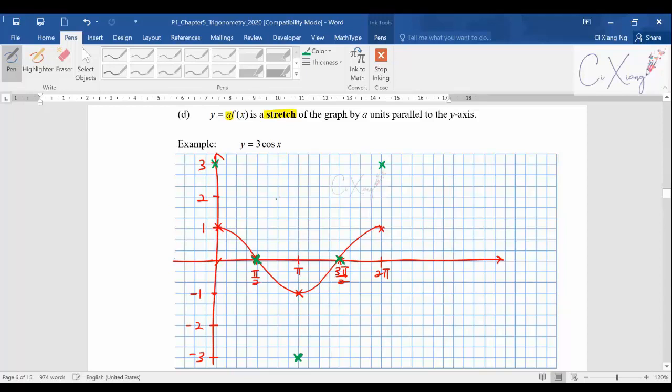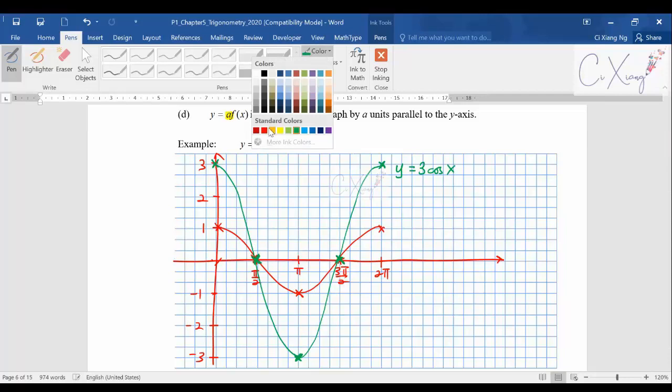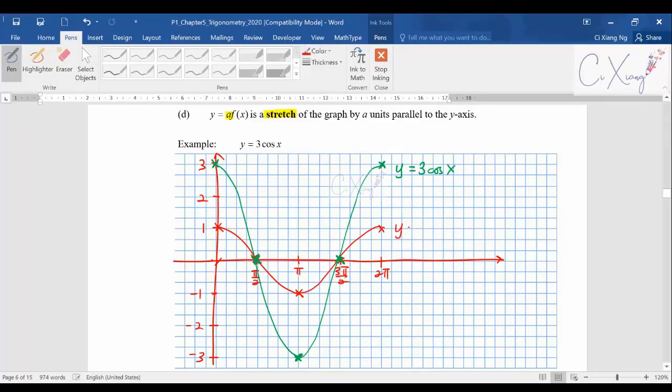After you plot the graph, you'll see that your graph actually becomes slightly longer. That's why it is a stretch in the y-axis, right? If you join all the points together, this is how your new cos graph looks now. If you compare it with the original one, you can see very clearly that your graph becomes longer and also slimmer compared with the original graph.